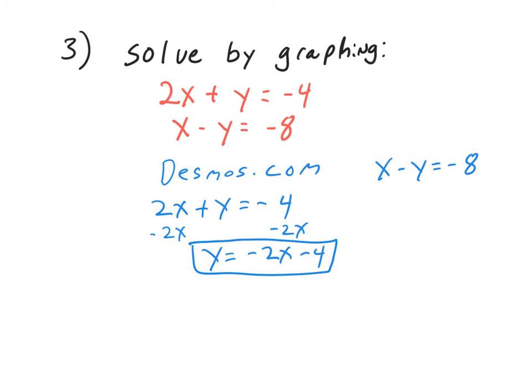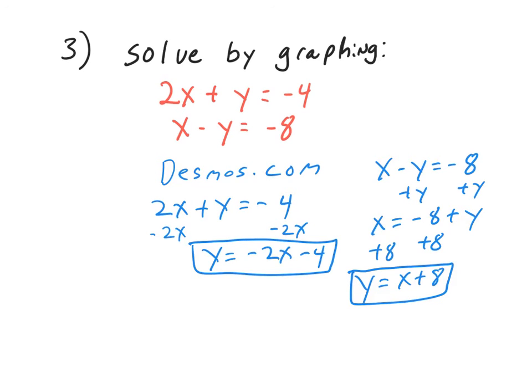And then for the second one, we have x minus y equals -8. I'm going to do this in 2 steps. First, I'm going to add y to both sides. And I'll get x equals -8 plus y. Then I'm going to add 8 to both sides. And we'll get y equals x plus 8. That's our second equation.